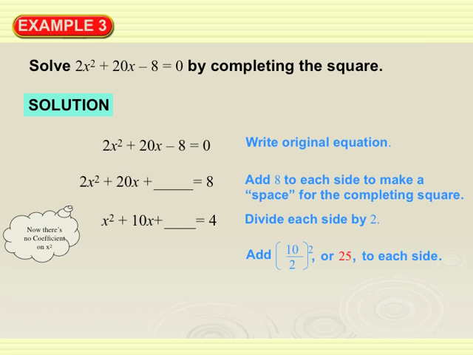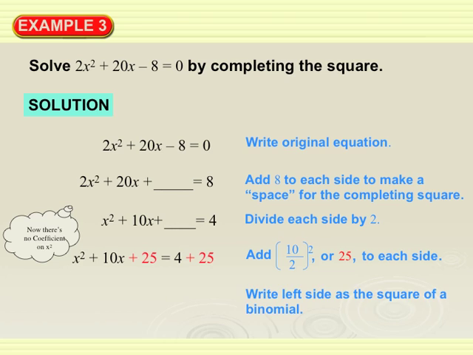What do I add to both sides to make the left-hand side a perfect square trinomial? Well, I add b over 2 squared. b is 10, so b over 2, 10 over 2, is 5. And when I square that, I get 25. So I'm going to add 25 to each side. Now, the stuff on the left is a perfect square. The stuff on the left factors into x plus 5, that quantity squared. And on the right, I have 4 plus 25.